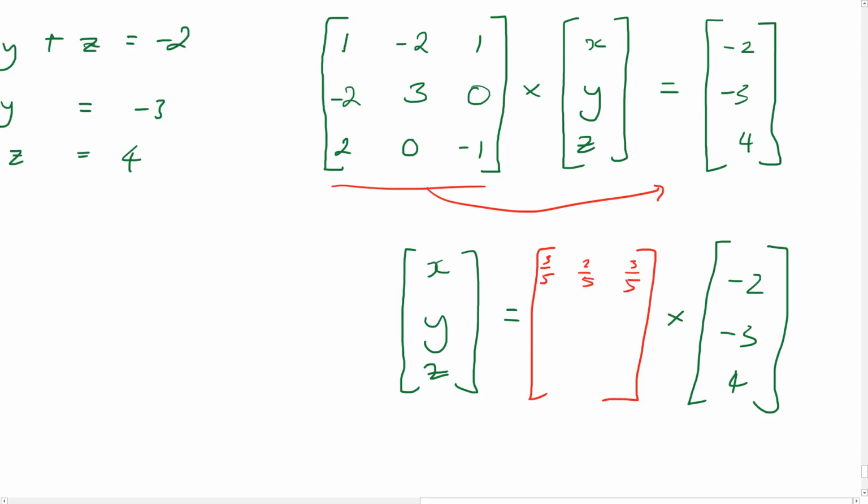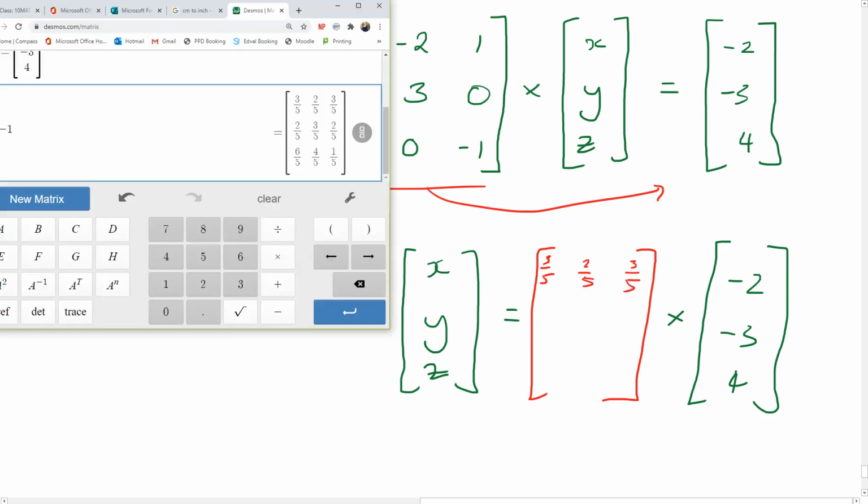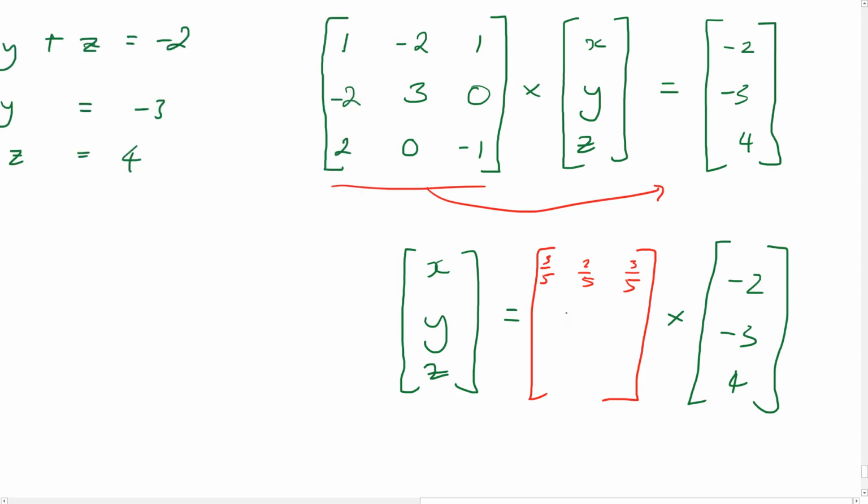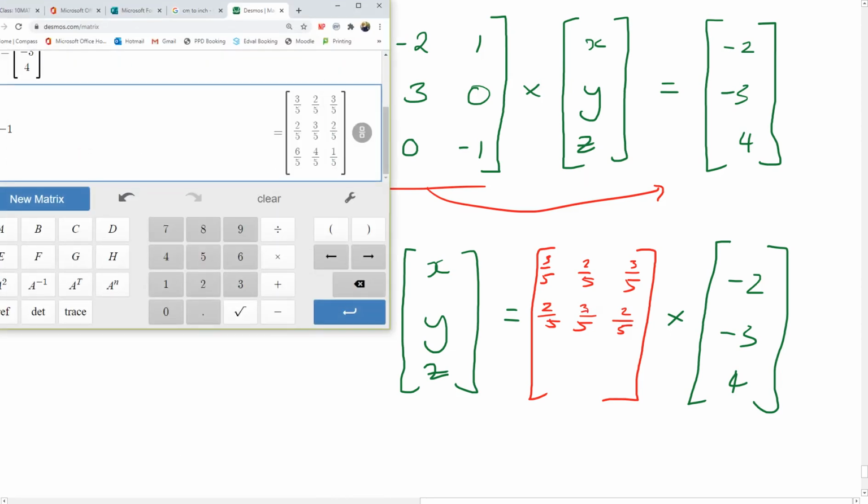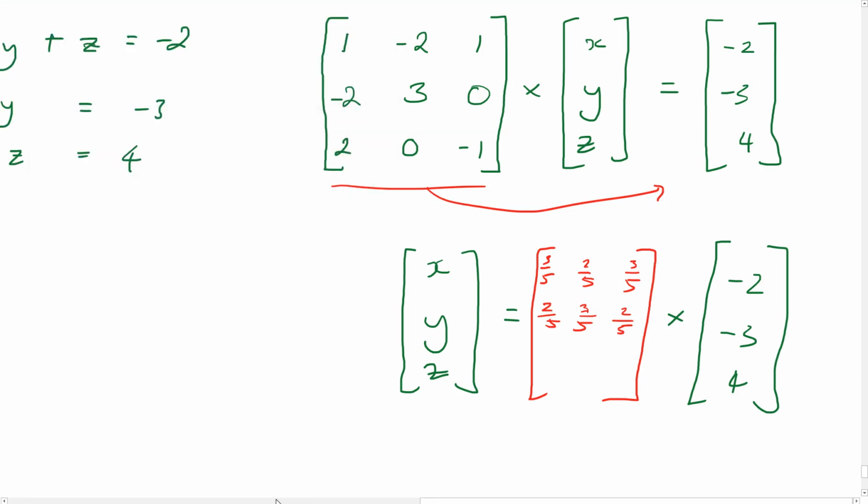My bad, audio's going crazy. 2 over 5, 3 over 5, 2. Okay. You can probably skip this if you want to. Horrible writing. And then the last row, 6, 4, 1. So 6 over 5, 4 over 5, and then 1 over 5.